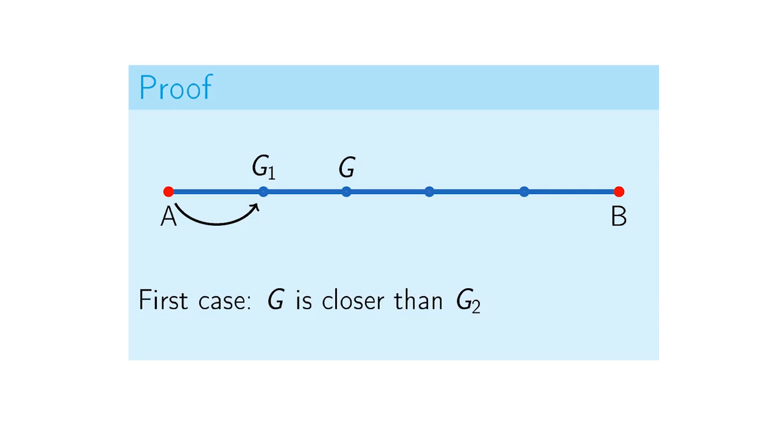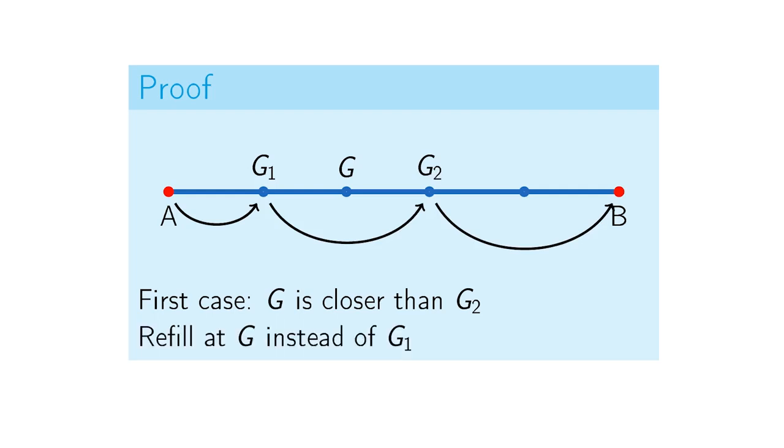And the first case is that G is closer to A than G2. Then the route can look like this. In this case, we can actually refill at G instead of G1. And then we will have another optimal route, because it has the same number of refills, and G is reachable from A, and G2 is actually reachable from G, because it was reachable from G1, but G is closer to G2 than G1. So this is a correct route, and in this case our lemma is proved.